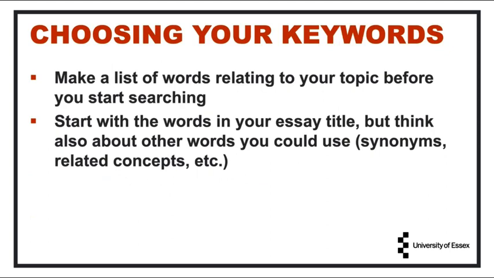Regardless of what types of sources you're looking for, it's important to think about which keywords you're going to use for your searches before you start. I'd recommend spending a few minutes just brainstorming your topic to identify some possible keywords. You'll usually be able to use some of the words from your essay title, but think about alternative words you might also be able to use, for example synonyms and related concepts.